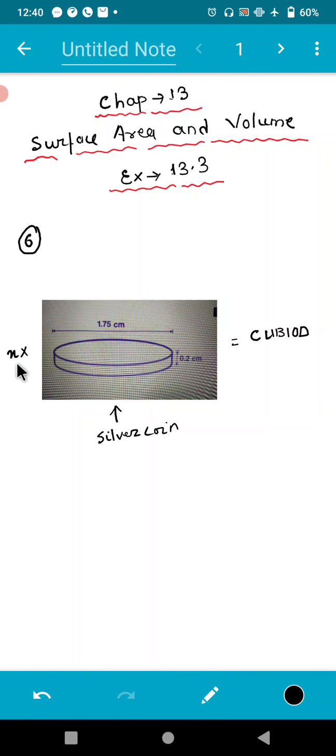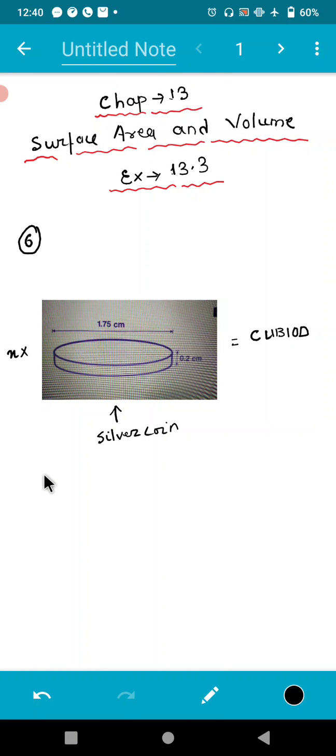Now, how many silver coins? That means we do not know how many silver coins are required. That is, n number of silver coins is required to make one cuboid whose dimension is given as 5.5 centimeter into 10 centimeter into 3.5 centimeter. Now let us see what dimensions are given.